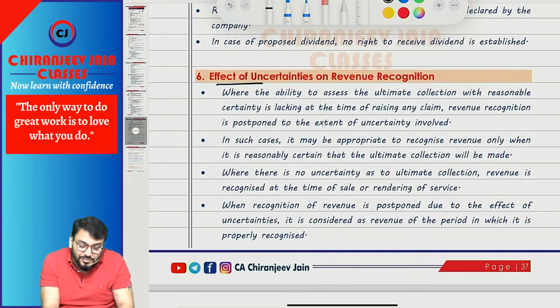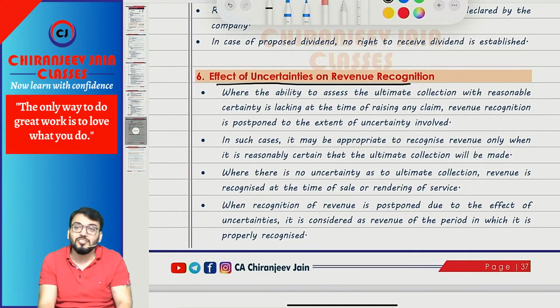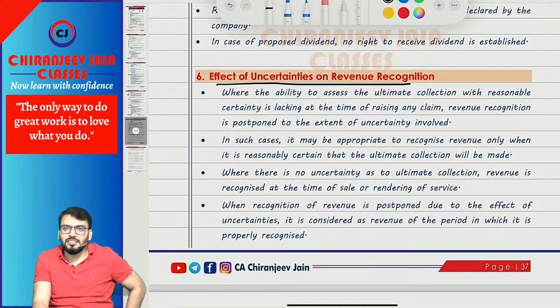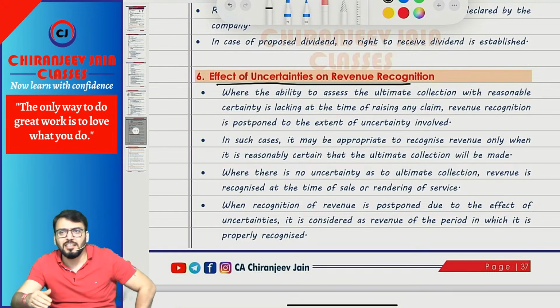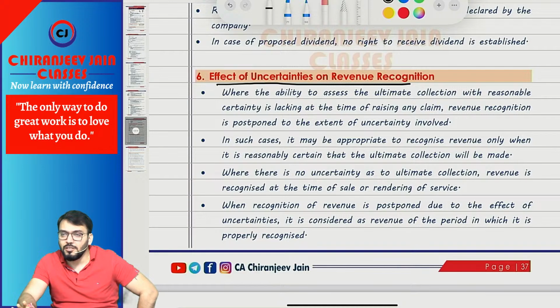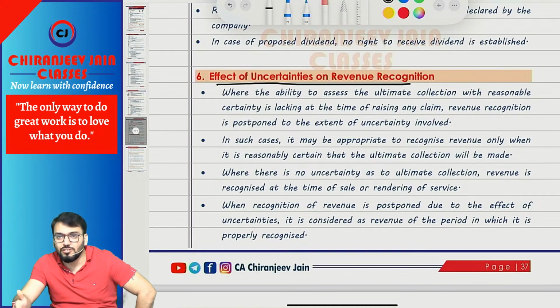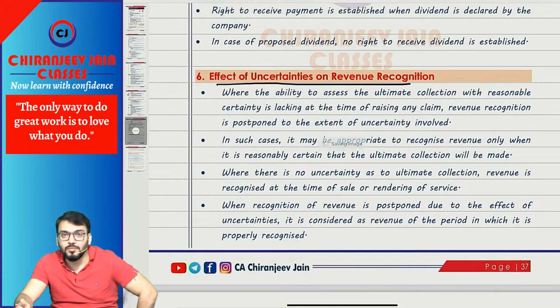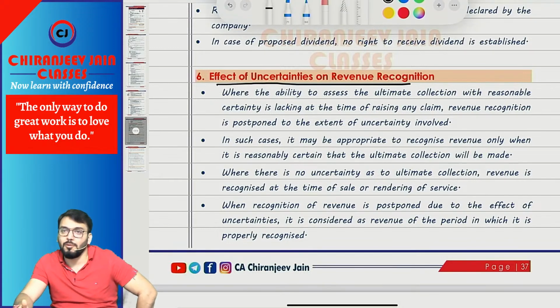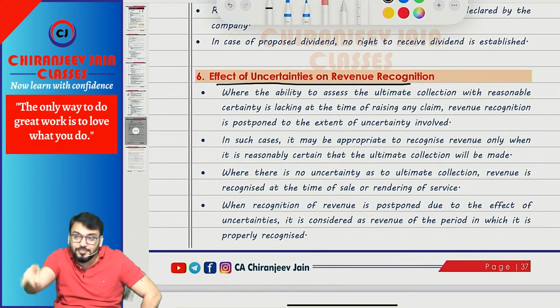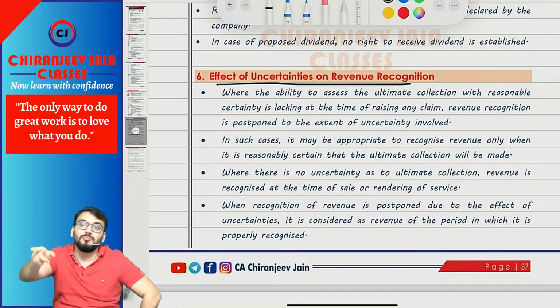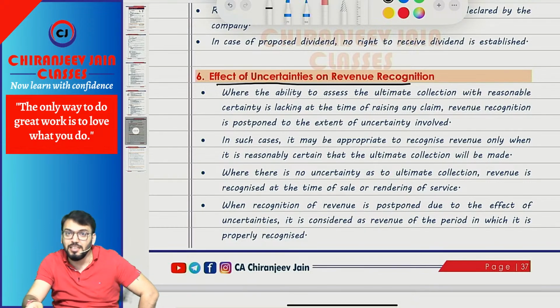Then the effect of uncertainties on revenue recognition. We have discussed uncertainty regarding measurement and collection. If on initial recognition there is some uncertainty regarding measurement of the amount or collection of the amount, we should not recognize revenue. We should postpone the revenue recognition, and when that condition is satisfied, at that point of time revenue should be recognized.